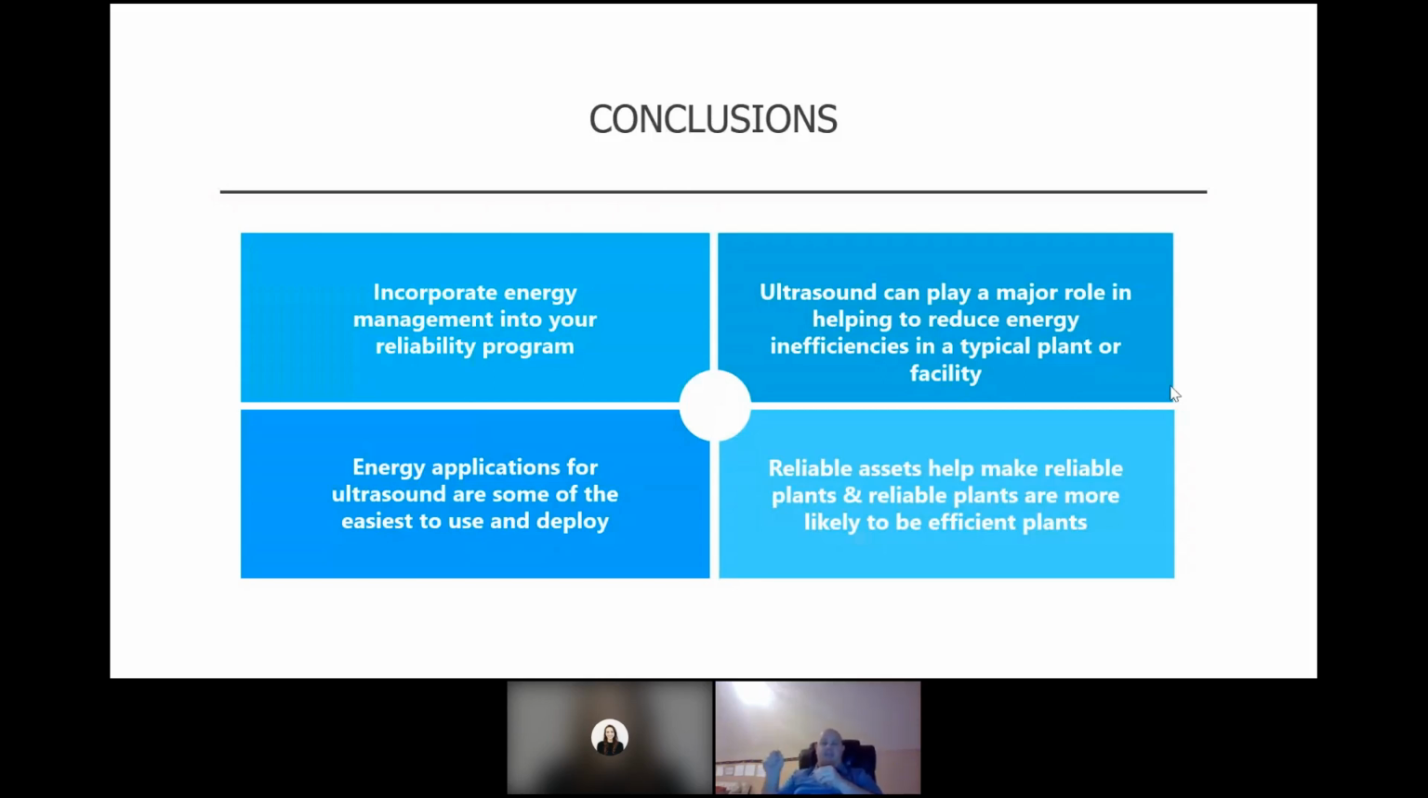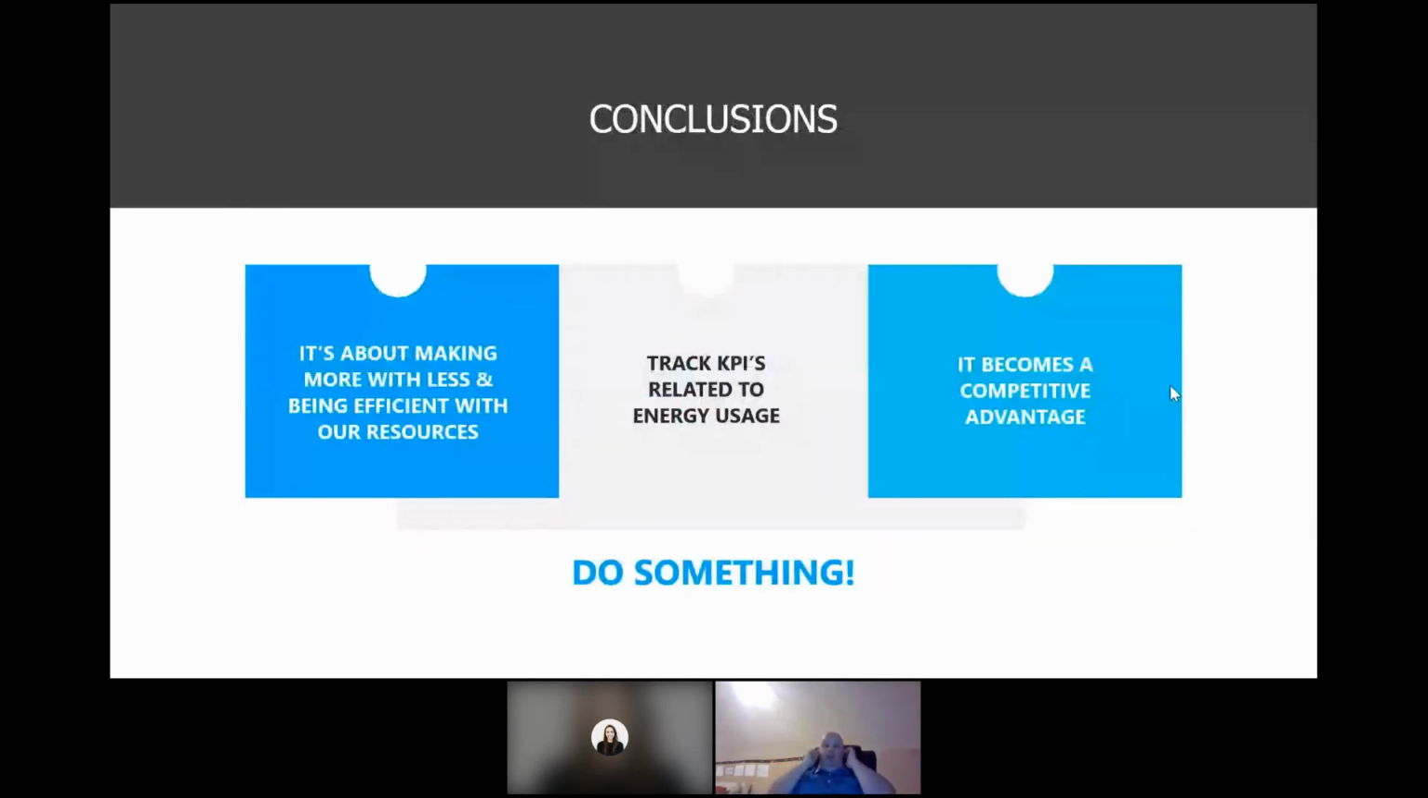And if we look at, again, improving reliability in our plants and facilities, reliable assets help to make reliable plants. And reliable plants tend to be more likely to be energy efficient plants. So some of these initiatives can also be directly related to improving reliability. But really, it's about making more with less, and being efficient with our resources. And it really becomes a competitive advantage. If you're in a facility and you're making a product and you can make that product more efficiently and more reliably than your competitor, then that certainly is a competitive advantage.